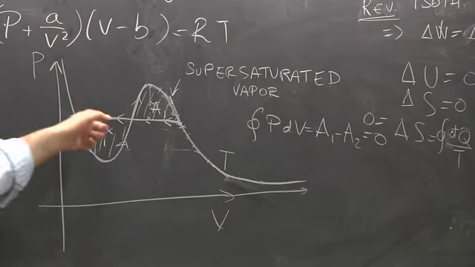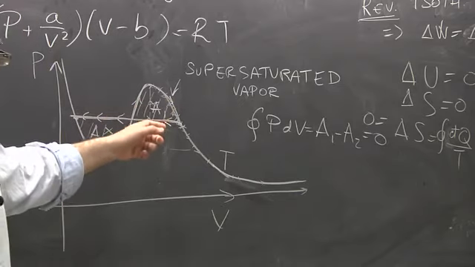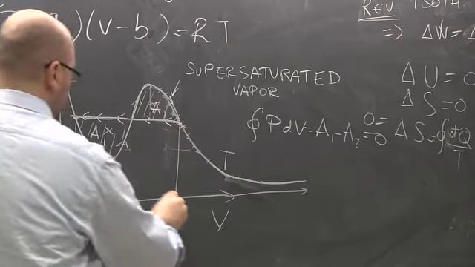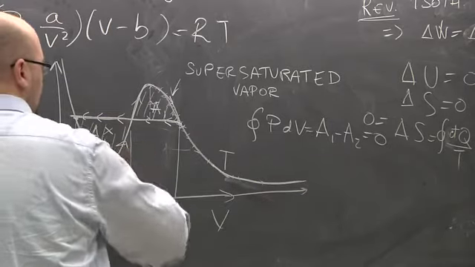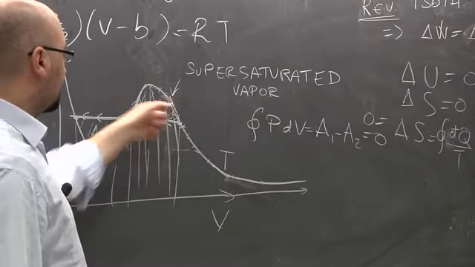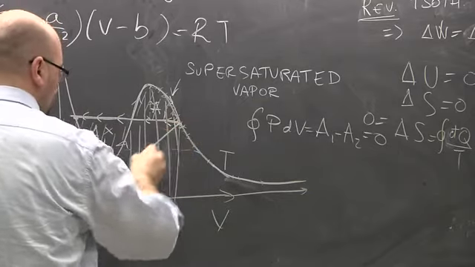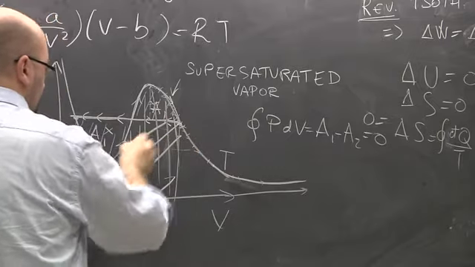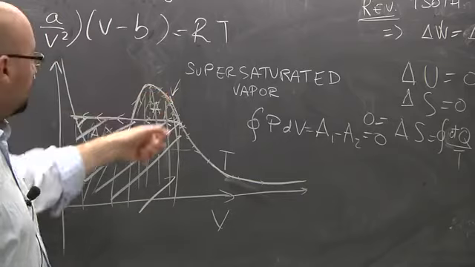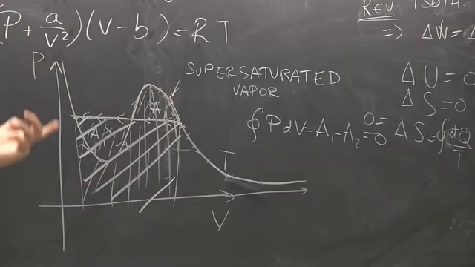Another way, if you don't like this way of looking at it, you can calculate the area under the first part, which is this, and then subtract the second part, which is this. This comes with a positive sign, this comes with a negative sign. You get the same result.